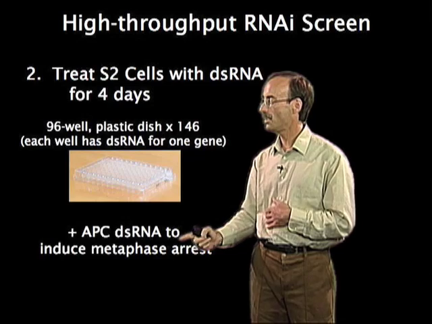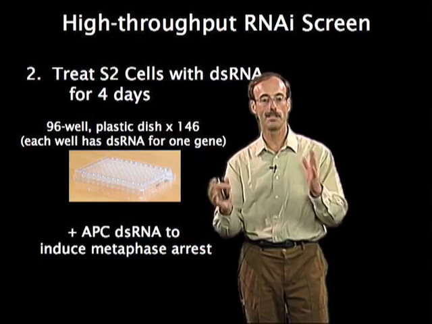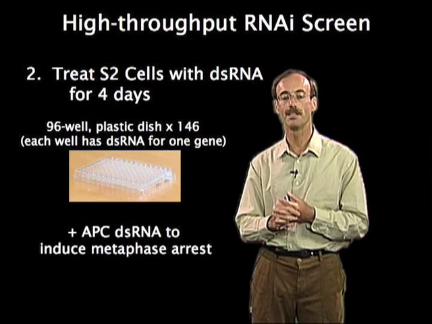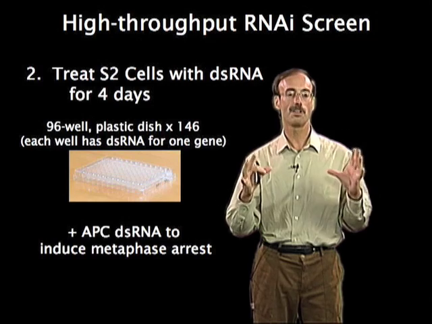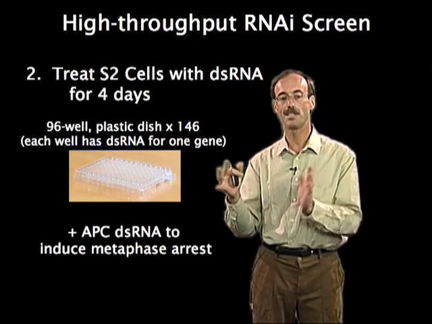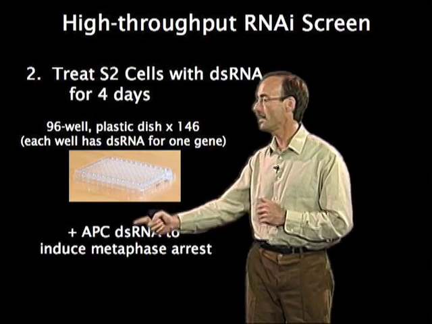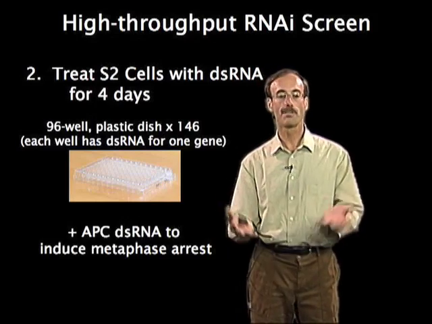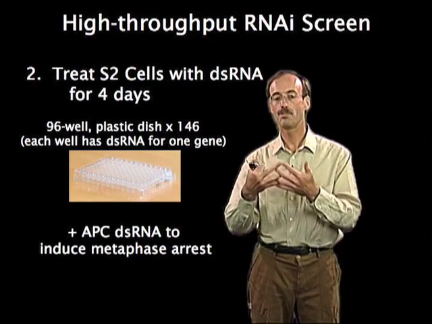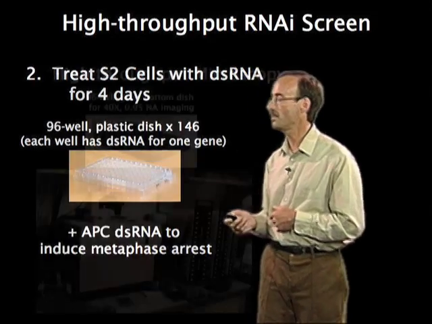And we also did double RNAi with another molecule called the anaphase promoting factor. This is a protein that's involved in the transition from metaphase to anaphase. By knocking down this protein, more of the cells arrested in this metaphase spindle, which was the structure that we wanted to investigate.